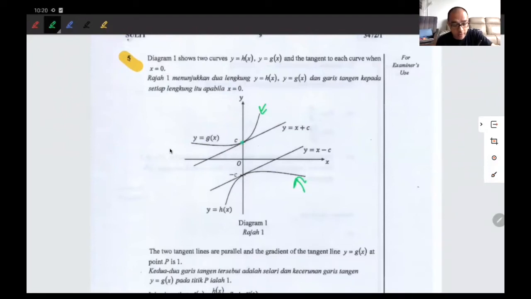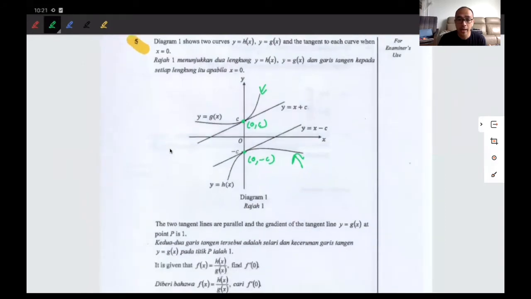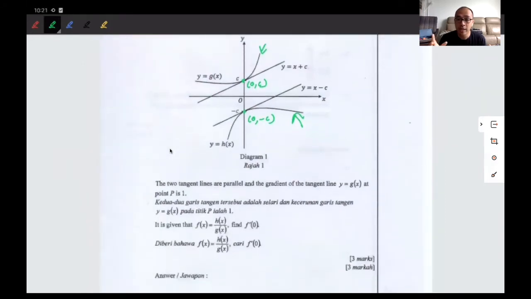This coordinate over here is (0, c). This coordinate over here is (0, negative c). So same distance. Now, two tangent lines are parallel. Parallel means they have the same gradient, which is actually 1. And the gradient of the tangent line y equals g(x) at point P, I think it's here. This is supposed to be point P, but he did not write it.